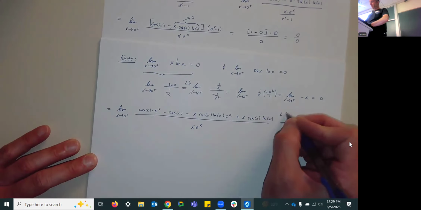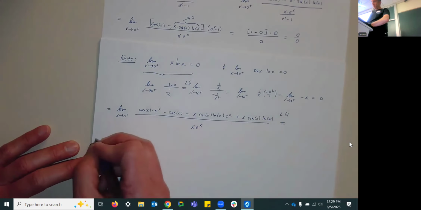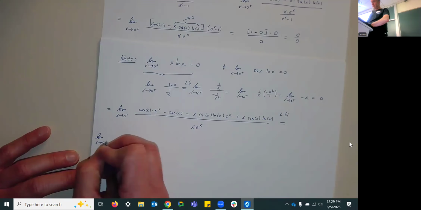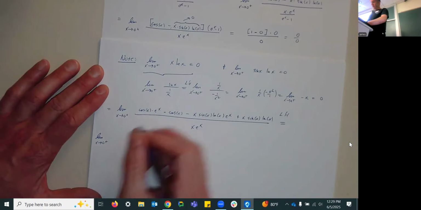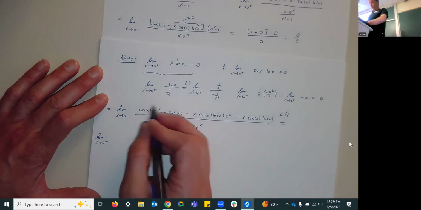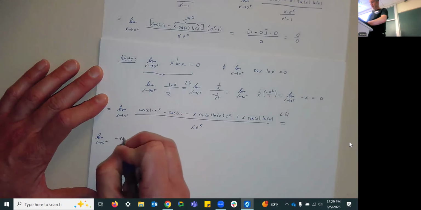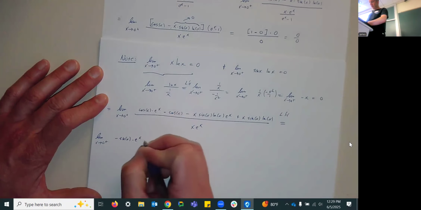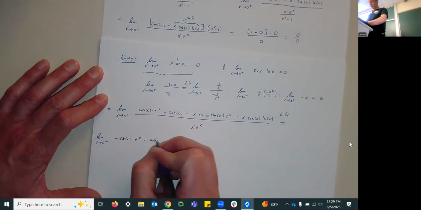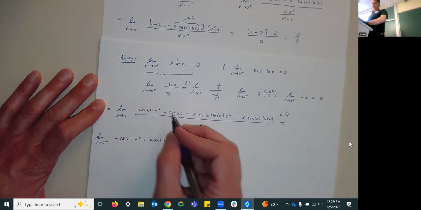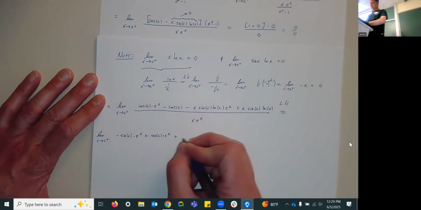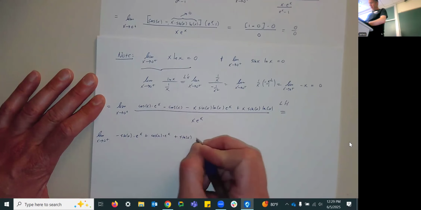We're using L'Hopital's rule. We have the limit as x approaches 0 from the right. And I'm probably going to need 2 lines to write the entire derivative of the top part. Let's see if I can write here. So I'm going to use the product rule here. So it's negative sine of x times e to the x plus cosine of x times e to the x minus the derivative of cosine is minus negative sine. So that's going to be plus sine of x.